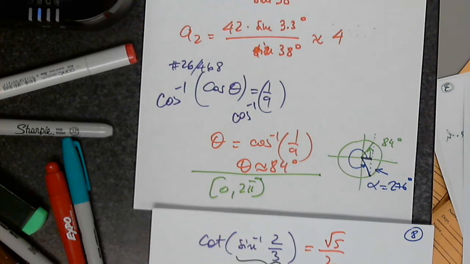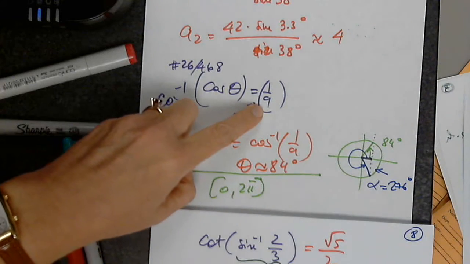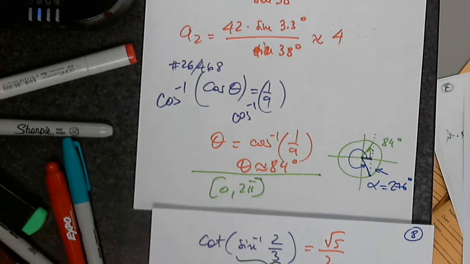I know what you mean. So you're saying if I apply cosine inverse, the answer has to be somewhere between 0 and pi. Yes, I completely agree. However, we will be asked in chapter 7, when we solve trig equations, to find all possible solutions. So this equation, cosine theta equals 1/9, has infinitely many solutions. How come? Here's how come.